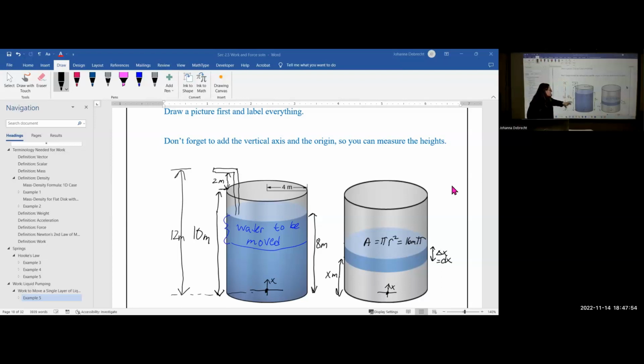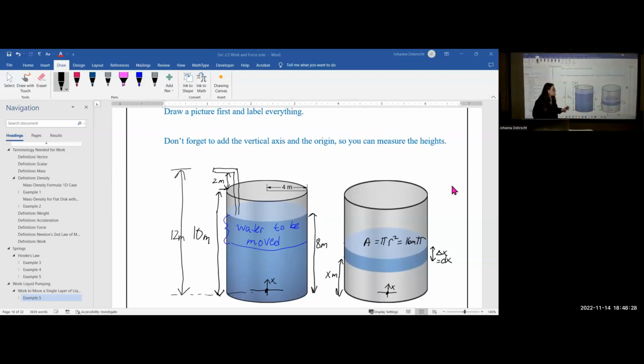Now the water only goes up to 8 meters. So from the bottom of the tank, where the origin is located, up to the top layer of water is 8 meters. I cannot move water I do not have. You cannot have a limit of integration above 8 meters. You don't have any water above there. We can only move water we've got. We want to move the top 3 meters of water out. It would take more work to move the bottom 3 meters out or the center 3 meters out.